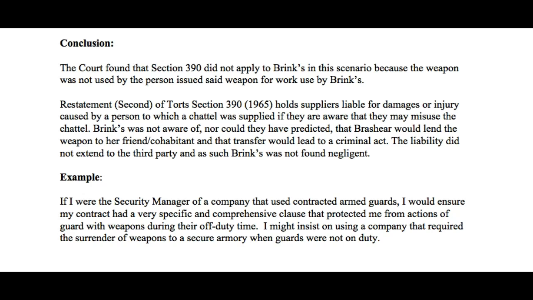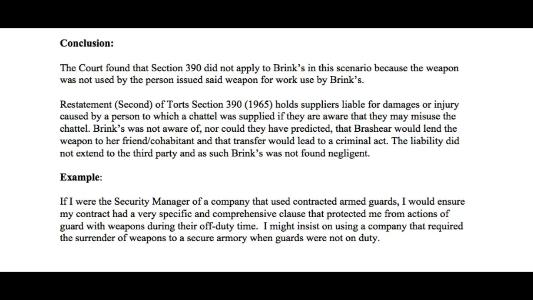So what was the conclusion? Well, the court found that Section 390 didn't apply to Brinks because the weapon was not used by the person issued the weapon by Brinks. The Restatement of Torts, Section 390 of 1965, holds suppliers liable for damages or injury caused by persons to whom a chattel was supplied if they are aware that the issue may result in misuse. Brinks wasn't aware of it, nor could they have predicted that Brashear would lend the weapon to her friend because they didn't even know the friend existed.